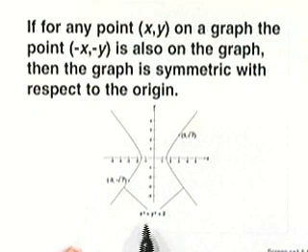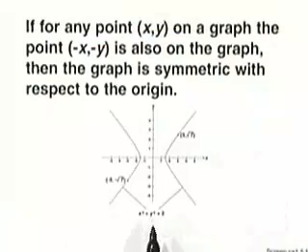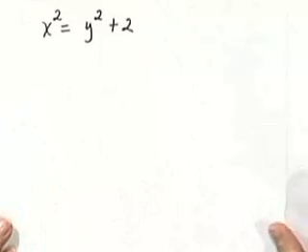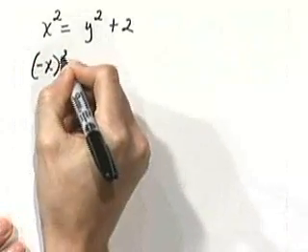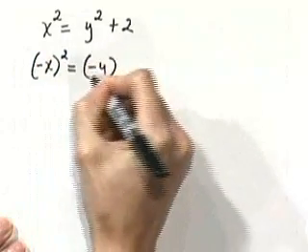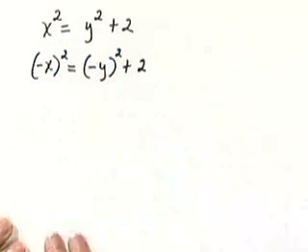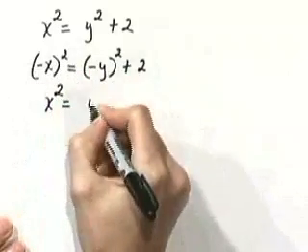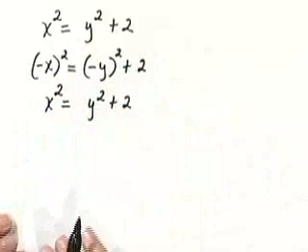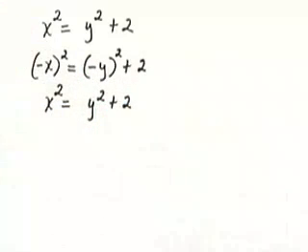Now, we can determine algebraically whether this equation gives us a graph that's symmetric with respect to the origin if we're able to replace x with the opposite of x and y with the opposite of y and have an identical equation. So let's work with that. This is the original equation. If we replace x with the opposite of x and replace y with the opposite of y and simplify, we have (-x)² is x², (-y)² is y², so x² = y² + 2. We have an equation that's identical to the original equation.